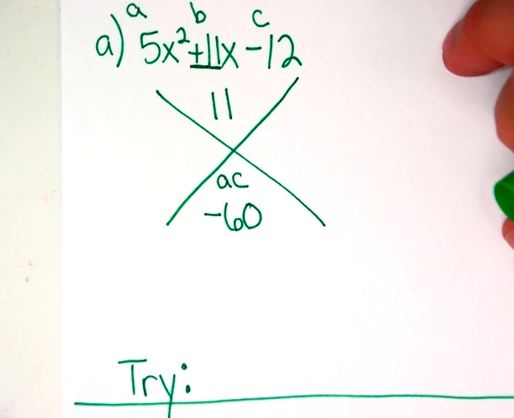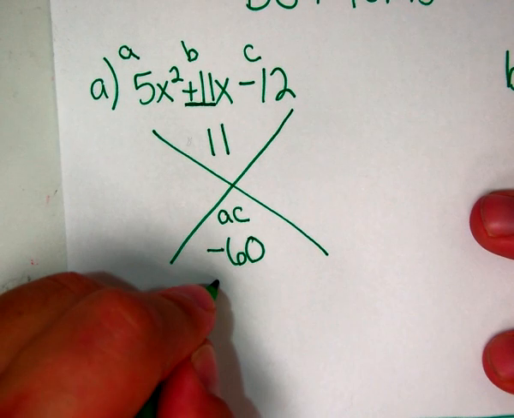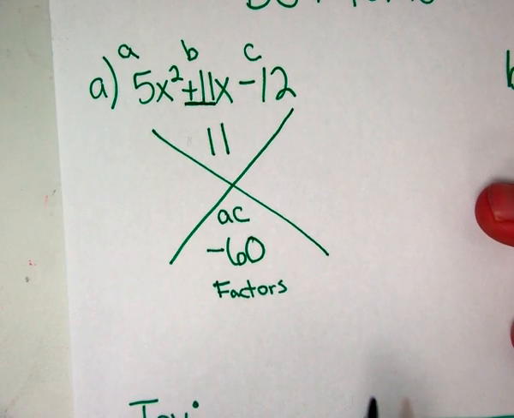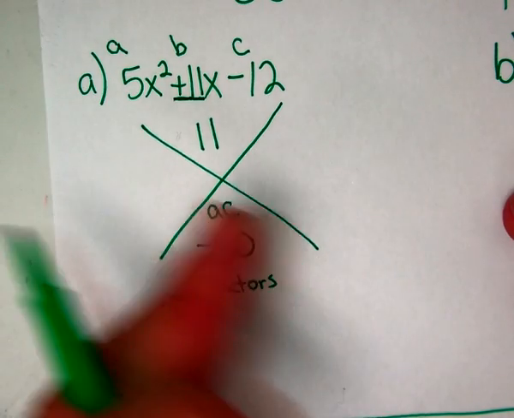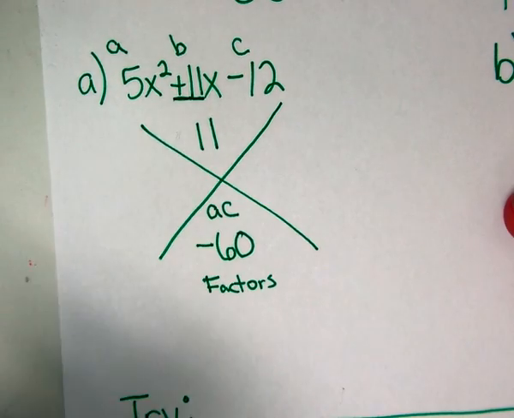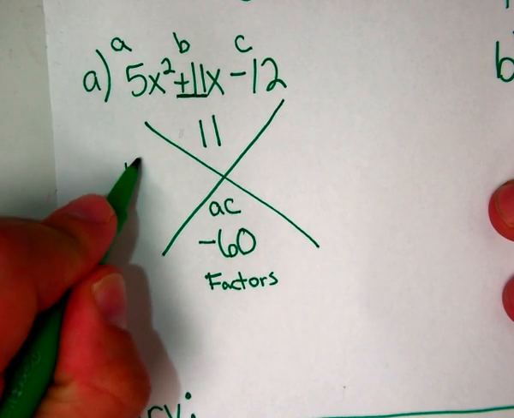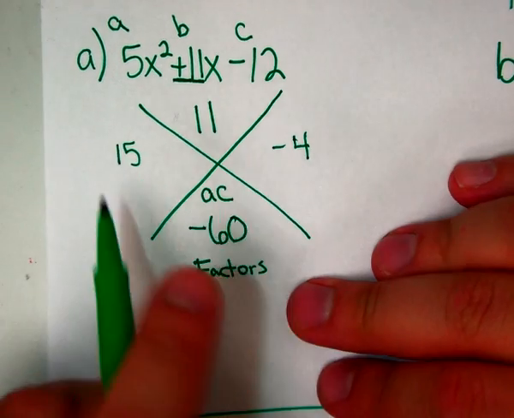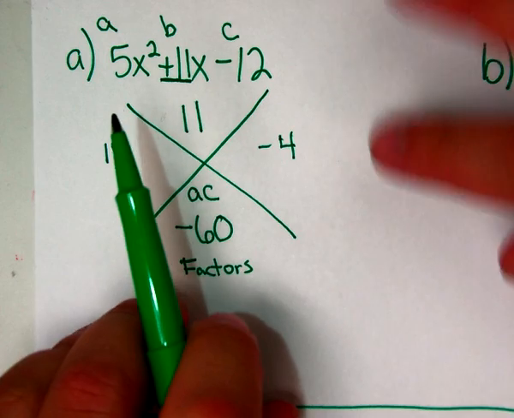Now what are we trying to do with these two numbers? We're trying to find a connection between them. So we're going to look for the factors of negative 60 that add up to 11. Go through and list out the factors. You have 1 and 60, 2 and 30, 3 and 20, and so on. But the values we're actually looking for are 15 and negative 4. You can check it. 15 minus 4 is 11, and 15 times negative 4 is negative 60.